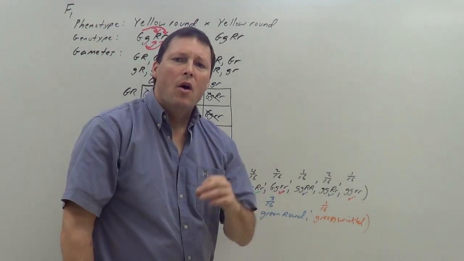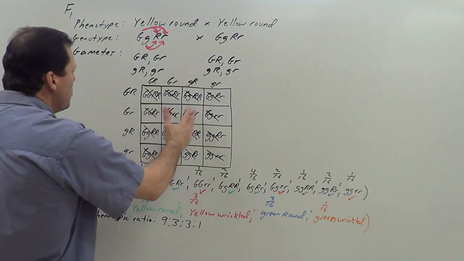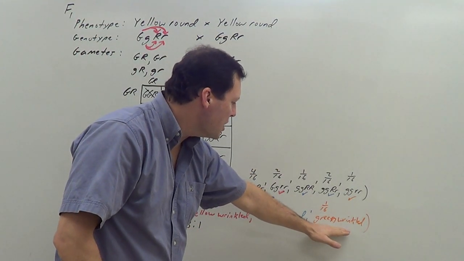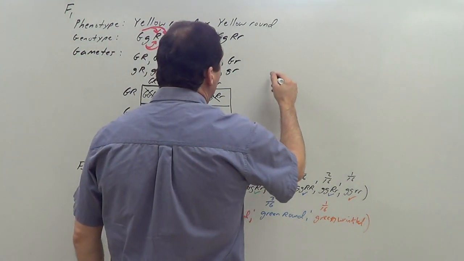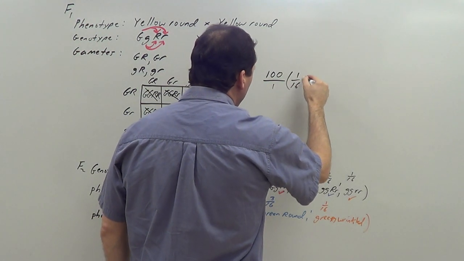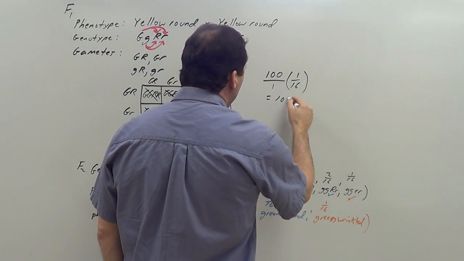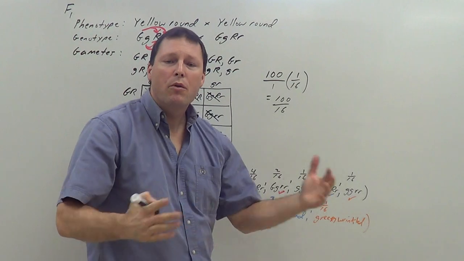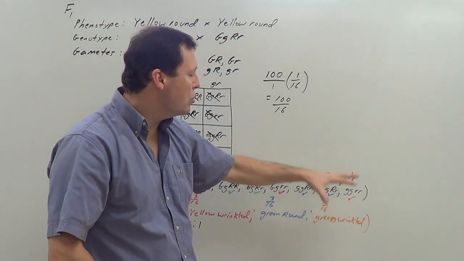Now finally, one more thing. What if I had 100 plants? 100 F2s. How many of those 100 would be expected to produce green wrinkled seeds? Well, it would be 1/16 of that 100. So how could I figure that out? I've got 100 seeds. I'll put that over 1. And 1/16 could be expected to produce green wrinkled. So I just multiply. That's going to give me 100 over 16. 16 divided into 100, you do your math, you round off, and you'll come up with approximately how many green wrinkled seed plants you should get.